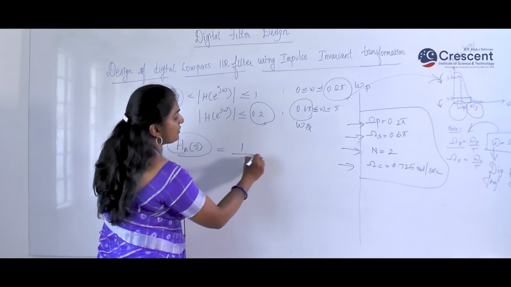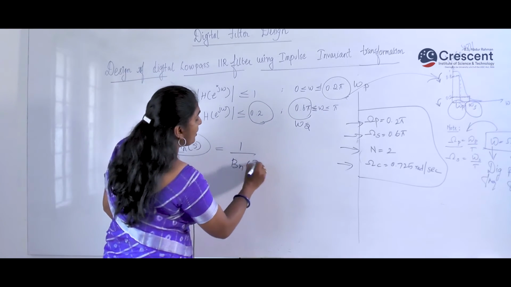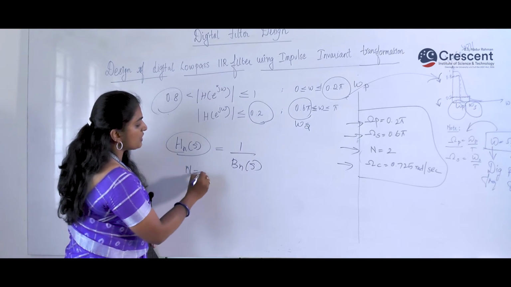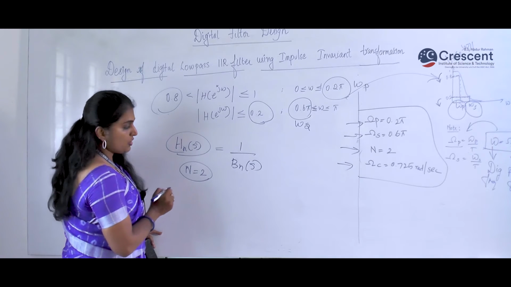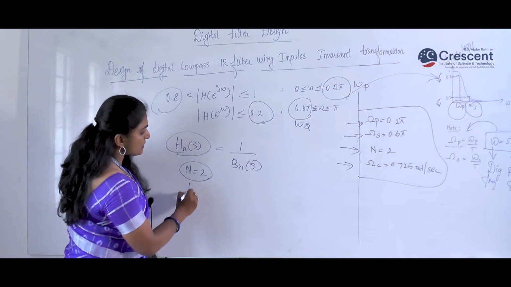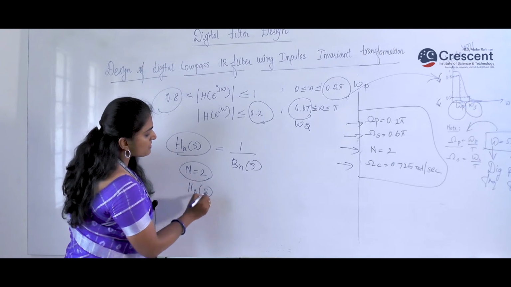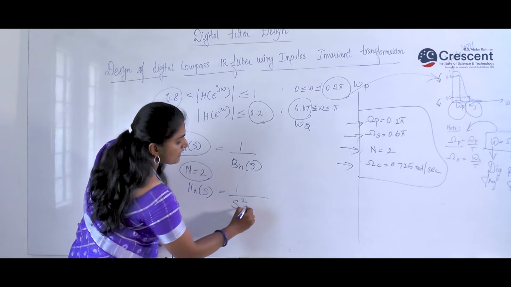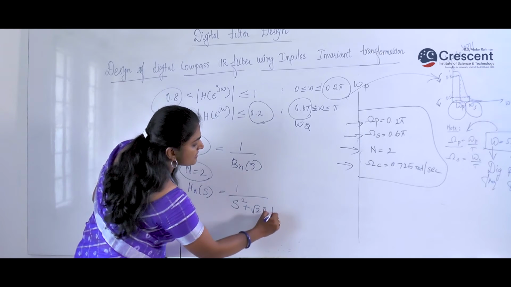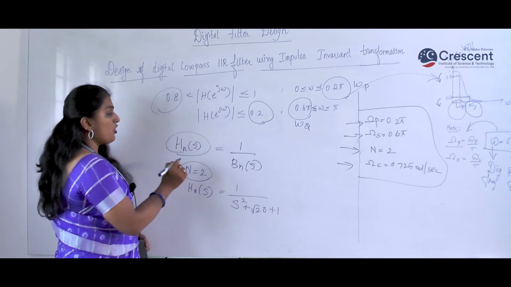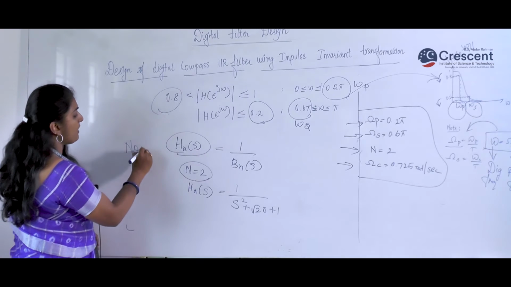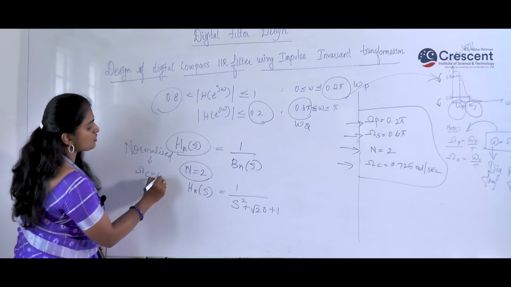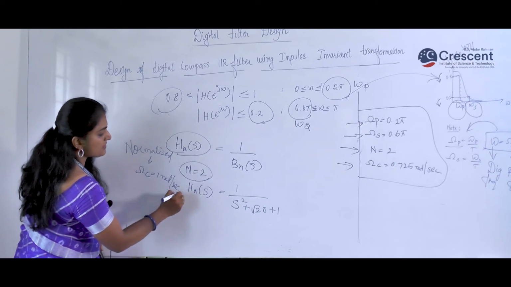H of s is equivalent to 1 divided by a polynomial function, that is Bn of s, and we know that the order is equivalent to 2, that is n is equivalent to 2. So for n equivalent to 2, the normalized transfer function is given as 1 divided by s square plus root 2 s plus 1. The term normalization, that is normalized factor, indicates that the cutoff frequency is assumed to be 1 radian per second.